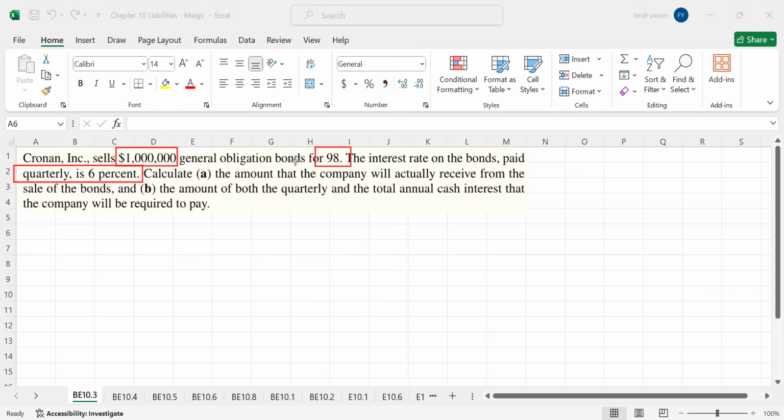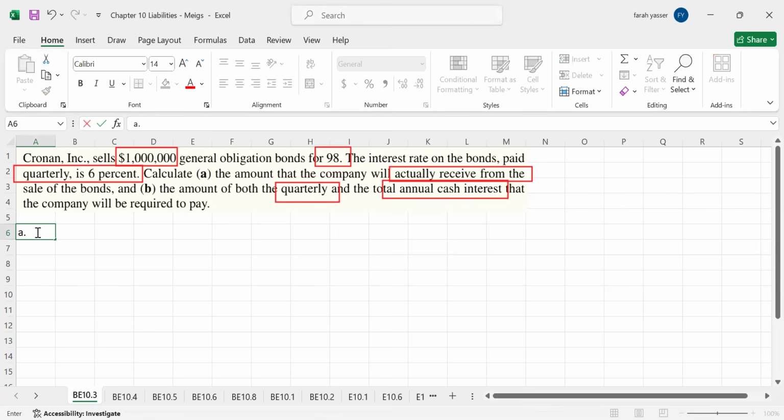What is required? Number one, calculate the amount that the company will actually receive from the sale of bonds, and the amount of both the quarterly and the annual cash interest that the company will be required to pay. So, two things are required. First of all, we are going to calculate the amount the company will actually receive, the cash received by the company after the issuance of bonds.